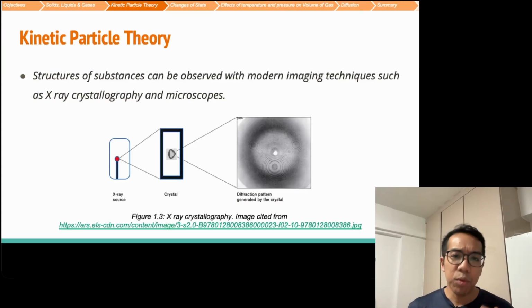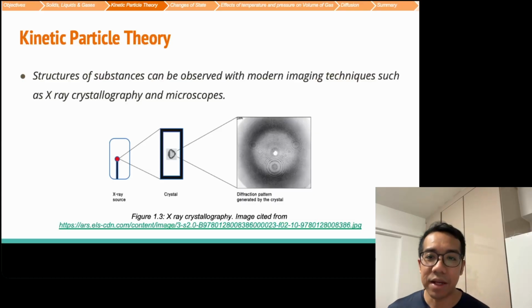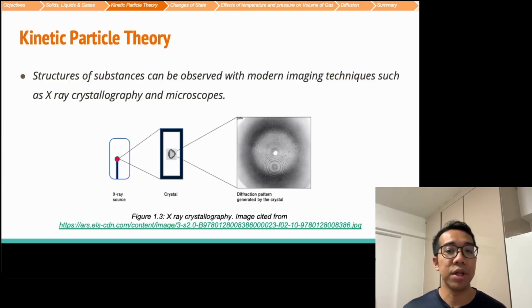And you might be wondering, how do we understand so much about tiny particles when you cannot see them with your naked eye? The main reason is that chemistry and science in general have come up with many different techniques to observe these particles. These are called modern imaging techniques, such as X-ray crystallography and microscopes. And down the road, I believe there will be more and more techniques, thankfully, so that we can better understand particles in general, not just in chemistry.